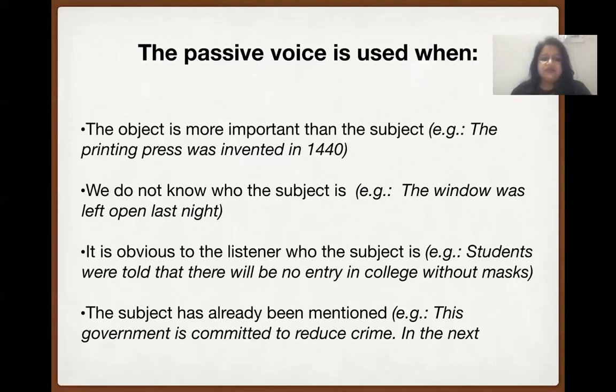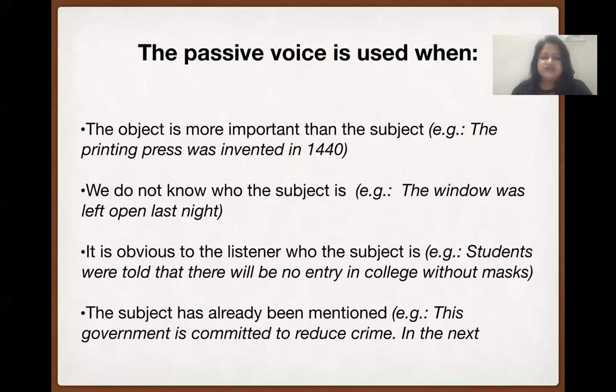Then sometimes we don't know who the subject is. So we have an action. An action is done, and that action is done on something. We know about the action, we know about the object. That is, we know what it is that the action was done on, but we have no idea who the action doer was. So for example, the window was left open last night. So let us say there was a burglary in the house.